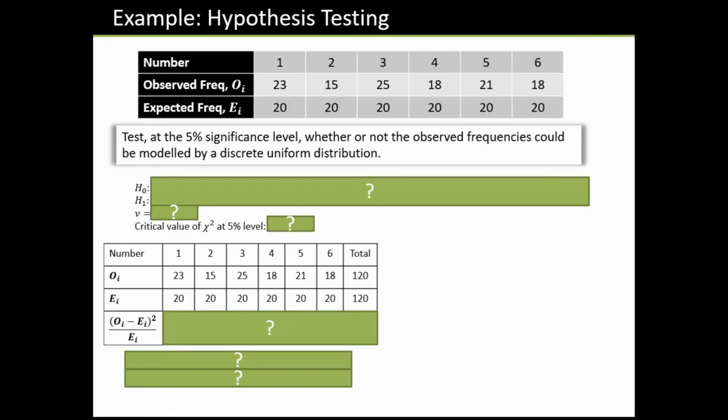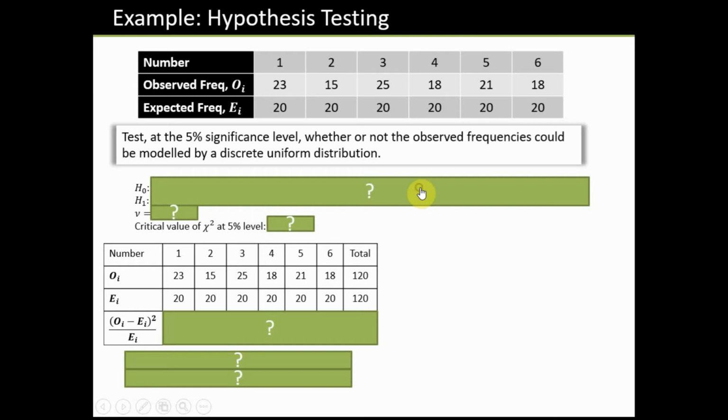So we'll go back to that example we were just looking at, and we might want to test whether this is a fair die. Another way of thinking about that is whether or not the observed frequencies, these frequencies, could be modelled by a discrete uniform distribution. So if it was a fair die, we would expect it to follow a discrete uniform distribution, which would have these expected outcomes.